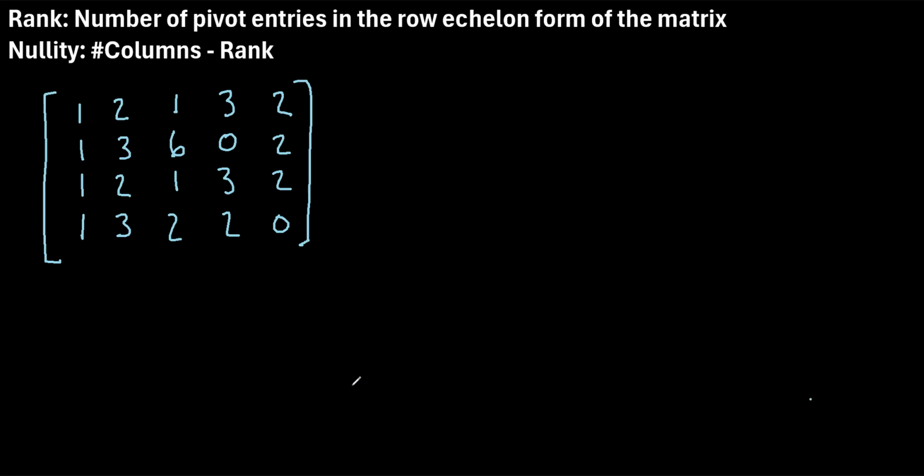In this video, we will talk about how to find the rank and the nullity of a matrix. So the rank is simply the number of pivot entries in the row echelon form of the matrix, and the nullity is simply the number of columns minus the rank. So let's check out an example.